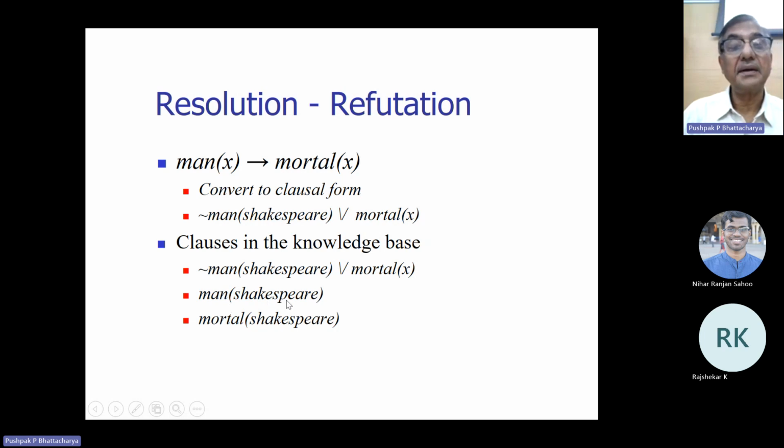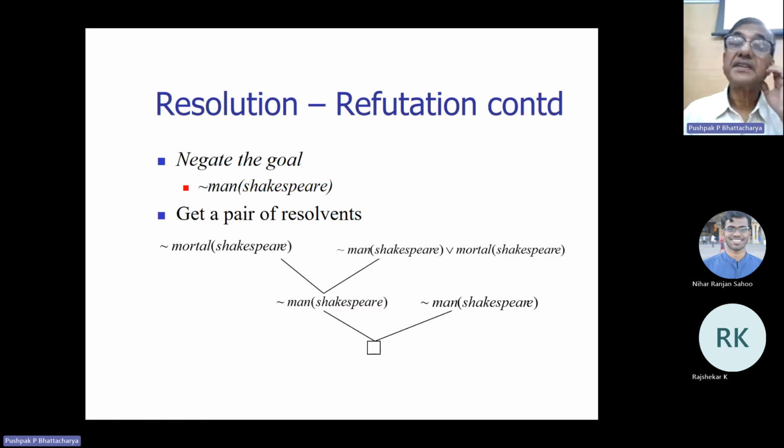It is asserted that Shakespeare is a man. We have to prove Shakespeare is mortal. So we first negate the goal, not mortal Shakespeare. And let's see the consequence of saying this. So then we do instantiation of the variable. We have already negated the goal, not mortal Shakespeare. And we have not man Shakespeare or mortal Shakespeare, where X has been instantiated with Shakespeare. Now, not mortal Shakespeare and mortal Shakespeare, they resolve and get not man Shakespeare. But Shakespeare is already asserted as man, so this should be man Shakespeare.